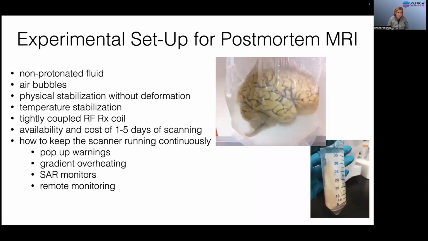There's a desire to eliminate air bubbles. Sometimes we put it in a vacuum overnight to do that, also because of the susceptibility difference with air pockets. And you want to pack it in a way so that it's physically stable in the scanner, but also not squished so much that it deforms the general shape of the brain. It's important to keep it temperature stable because this can impact our diffusion and our T1 and T2 measurements.